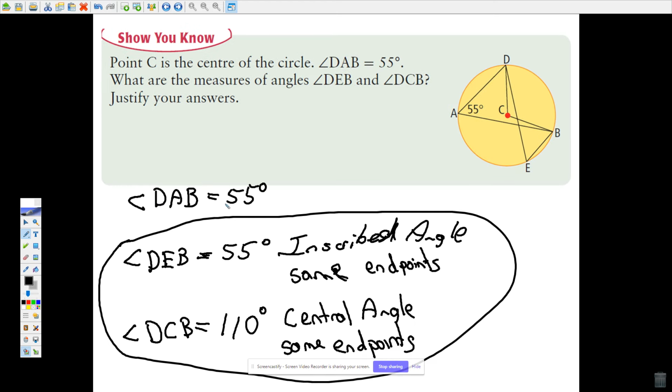If DAB is 55 degrees, which the question gives us, that means that DEB also must be 55 degrees because they are both inscribed angles with the same endpoints. They're both formed by two chords, and they both have the same endpoints, D and B. Therefore, they are both inscribed angles. The angles must both then be equal. DCB, on the other hand, is a central angle with the same endpoints, so its measure has to be double, so it will be 110.